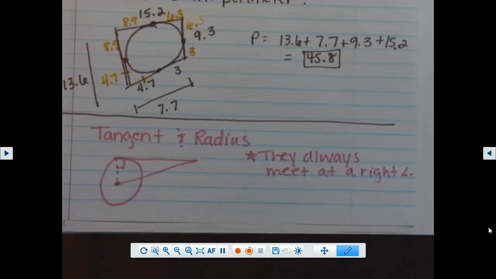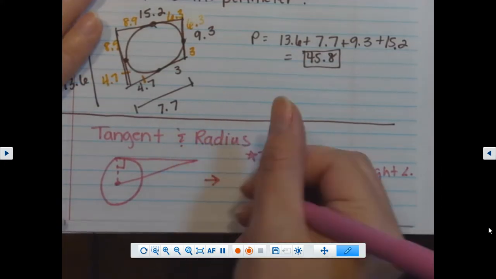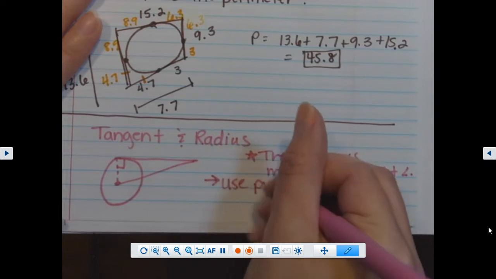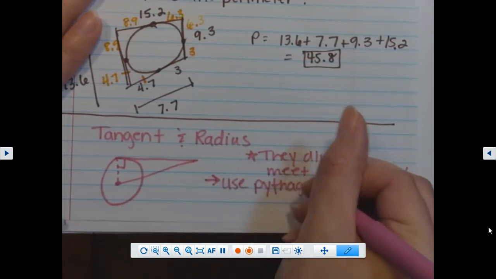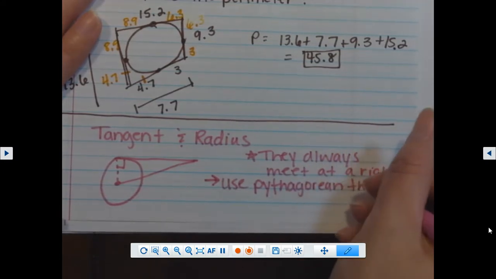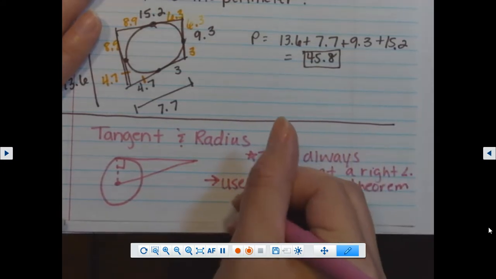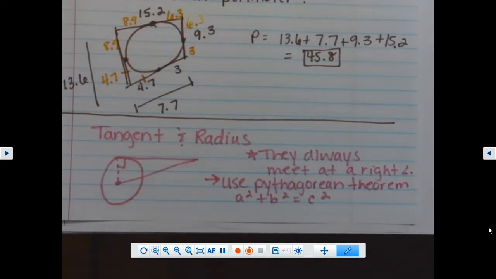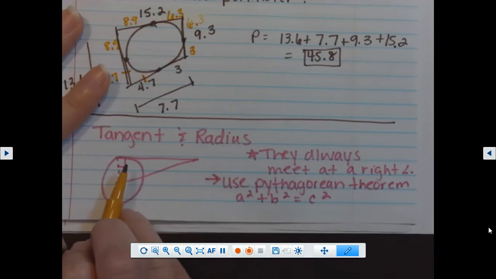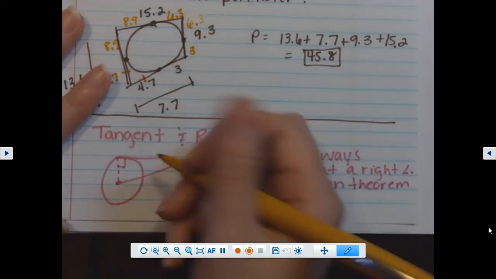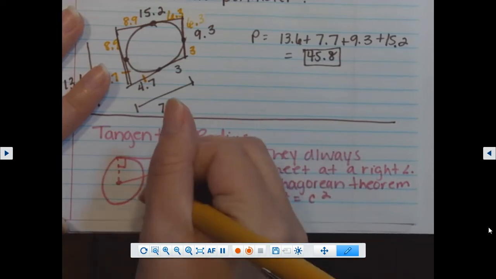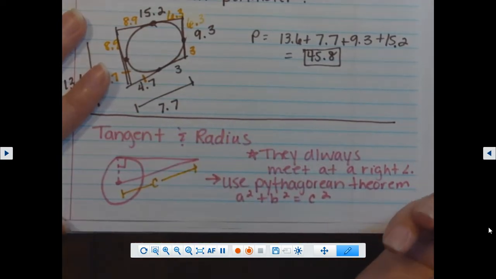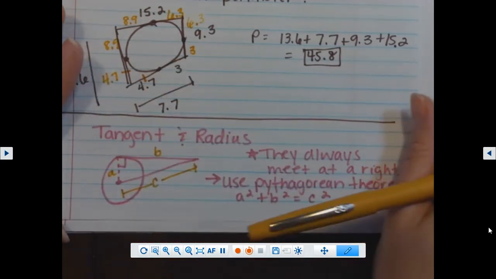So if they meet at a right angle, that means you're going to use the Pythagorean theorem, which is a squared plus b squared equals c squared. And for this figure right here, your c is always the hypotenuse, so it's always the side that's across from the right angle. It would be the entire thing right here. That whole thing would be c. Your a, your b.